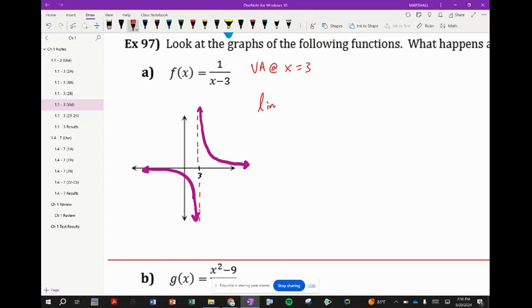I know that as I approach 3 from the left, which would be from this side here, it's going down. I could either put 1 over x minus 3 here, or I could just write f of x, which I'm going to do. That approaches negative infinity. The limit as x approaches 3 from the right, that's going up as we approach it from the right, so positive infinity. So the two-sided limit does not exist.